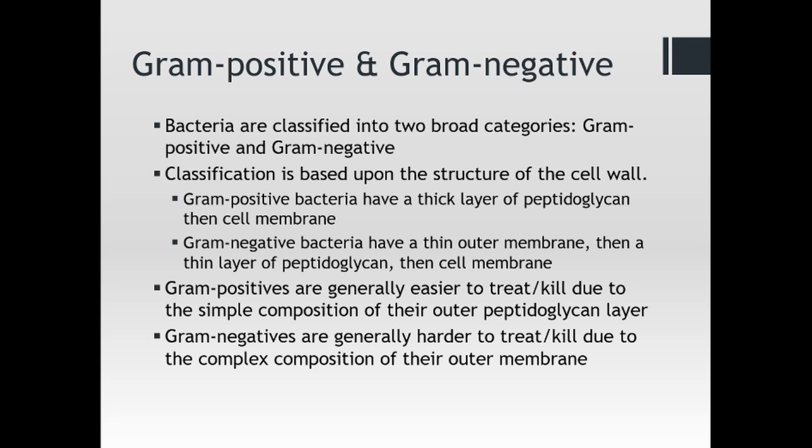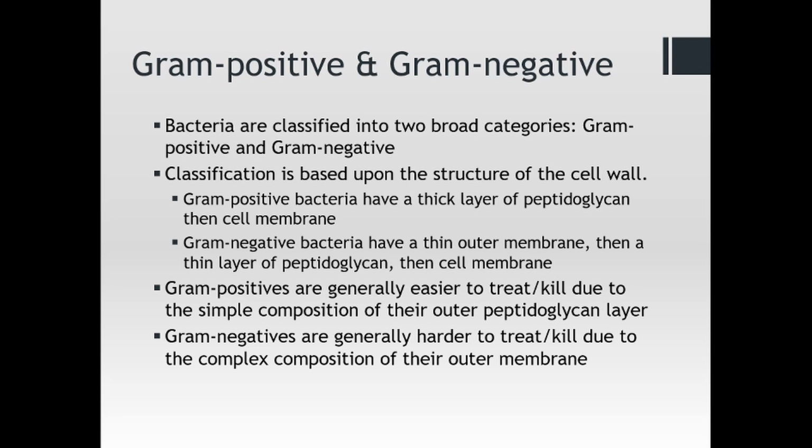The gram-positive bacteria have a really thick layer of peptidoglycan. And then they have their cell membrane. Gram-negative bacteria have an outer membrane, then they have this thin layer of peptidoglycan, and then they have their inner cell membrane or the plasma membrane.